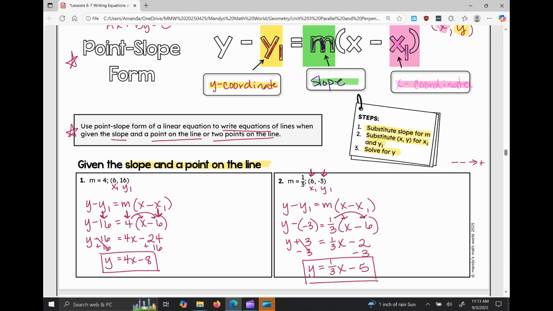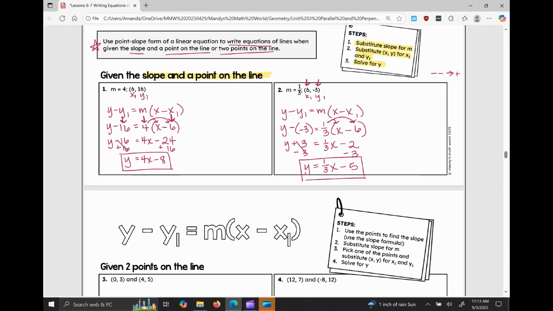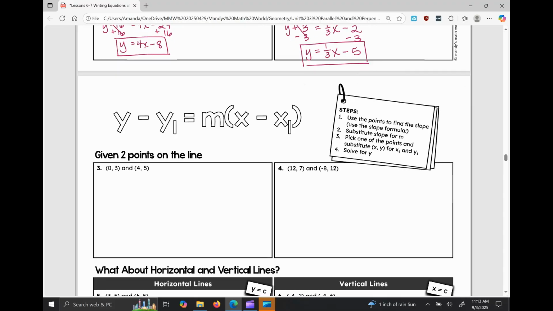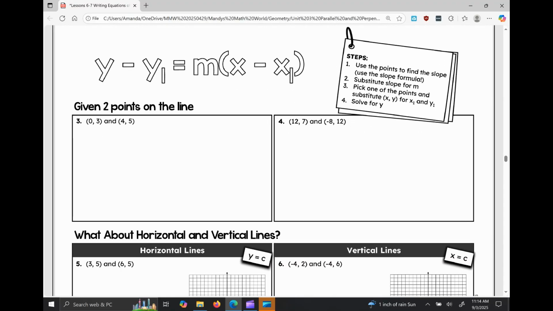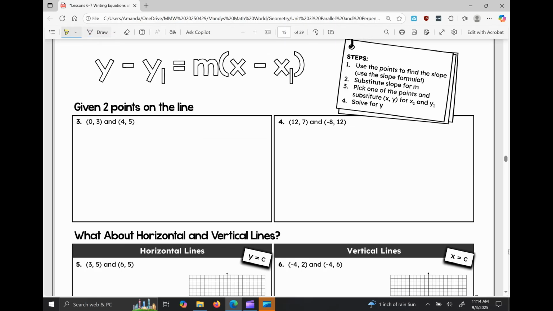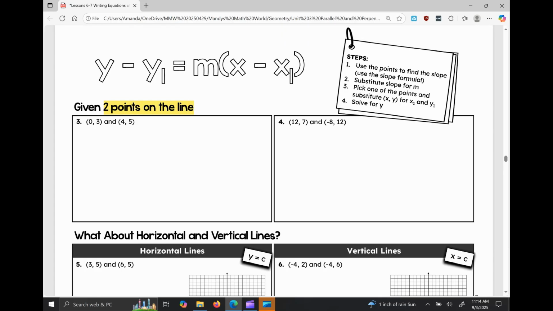So what we have done is we have written the equation of the line that has a slope of 1/3 and passes through the point 6, -3. Let's go on to our next set of examples. So I've got point slope form of a linear equation written again. This set of examples, we're going to be writing the equation of the line given 2 points on the line.